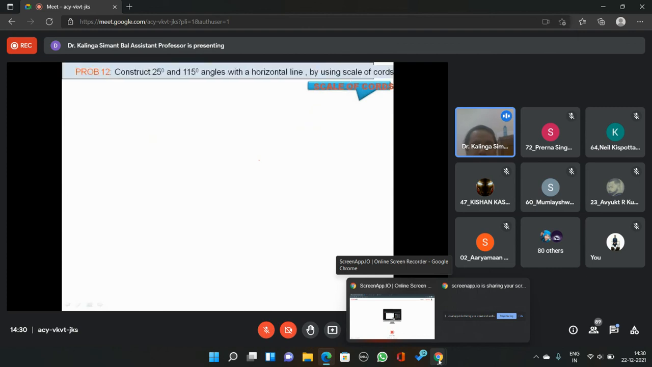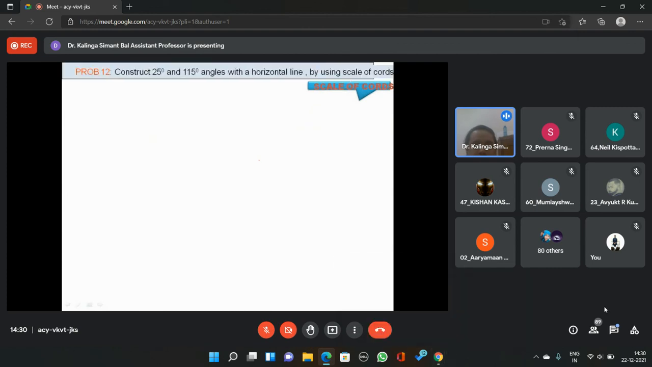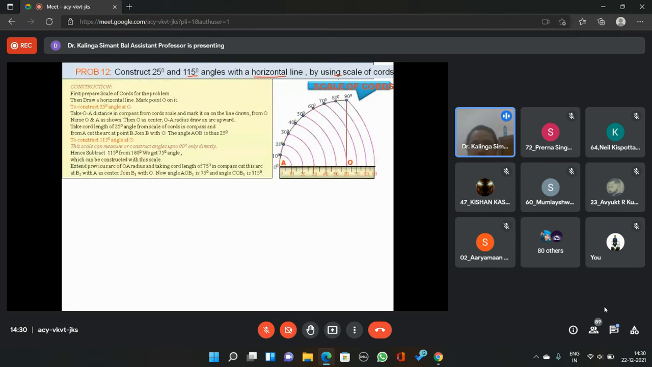Now, if I go to another example, we have to construct 25 degree and 115 degree angles with the horizontal line by using scale of chords. The same principle. First, we have to arbitrarily draw a scale OA. Then we generate this scale of chords. Once we have generated this one, what we have to do is to construct 25 degree at O.